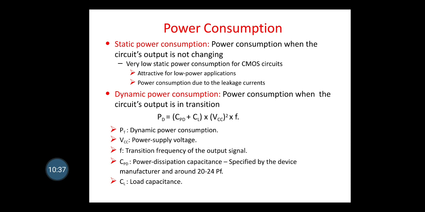Power consumption. There are two types of power consumption calculations: one is static power consumption, the other is dynamic power consumption. Static power consumption is the power consumption when the circuit output is not changing. So when the circuit output is not changing, whatever power is there is called static power consumption. And dynamic power consumption is the power consumption when the circuit output is in transition. And it has that formula you can see for dynamic power consumption.